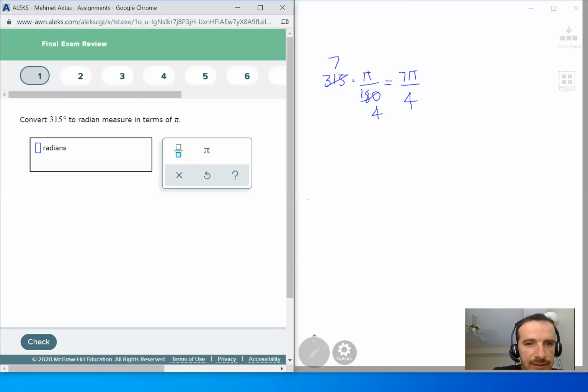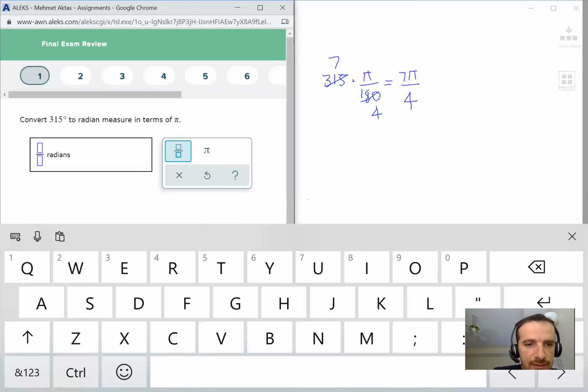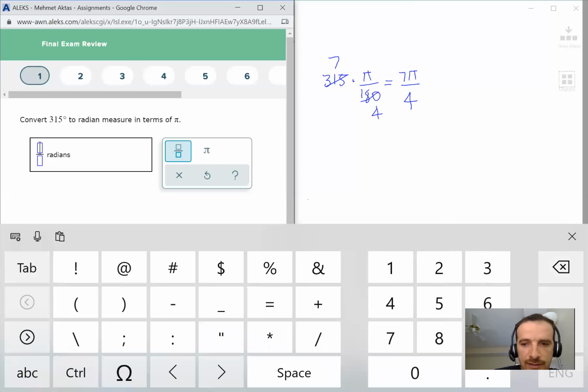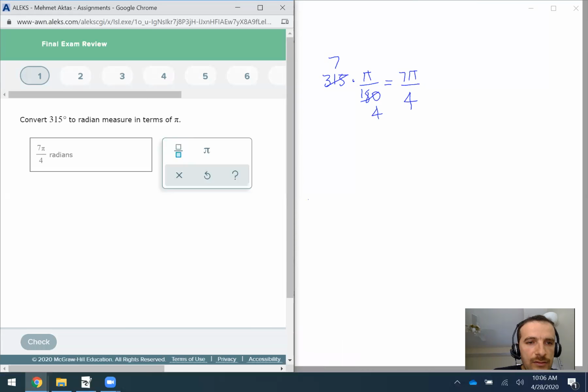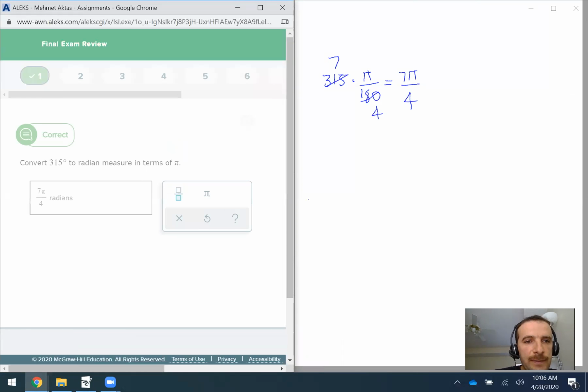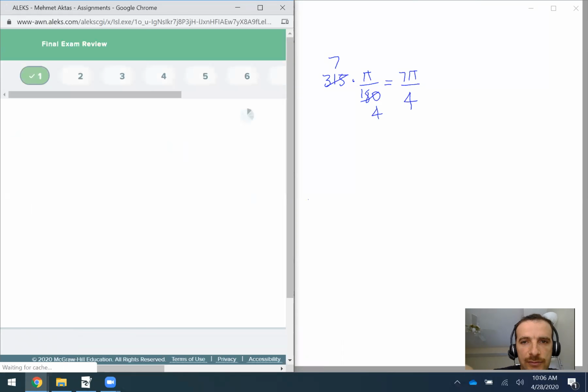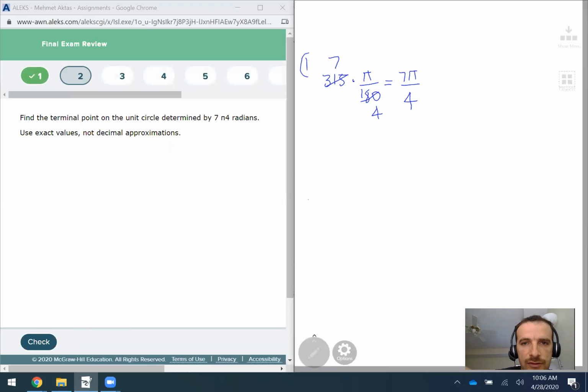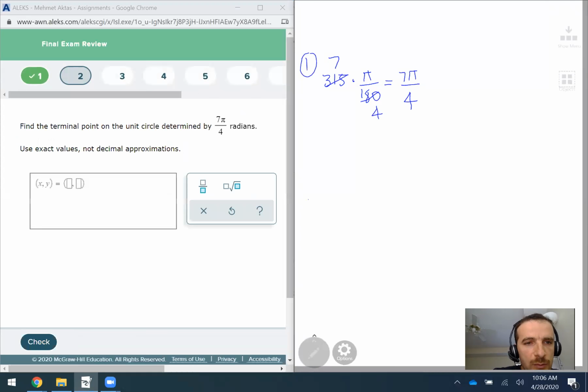So it is 7 pi over 4. Okay, this is the first question. This is how we do it. Second question, let me put a number here. This was the first question. Find the terminal point on the unit circle determined by 7 pi over 4 radians.